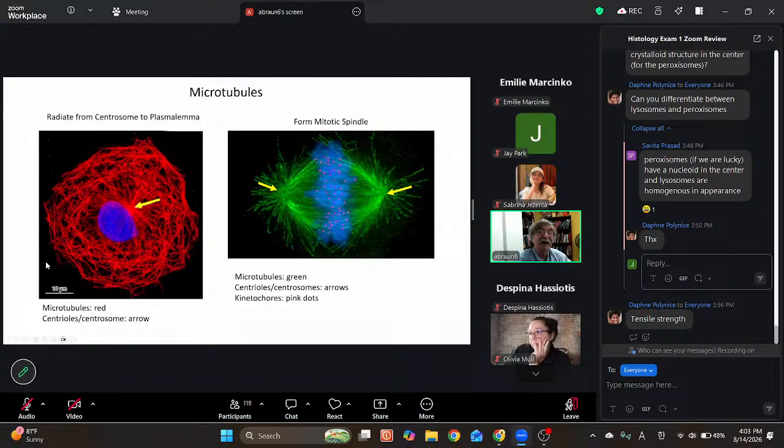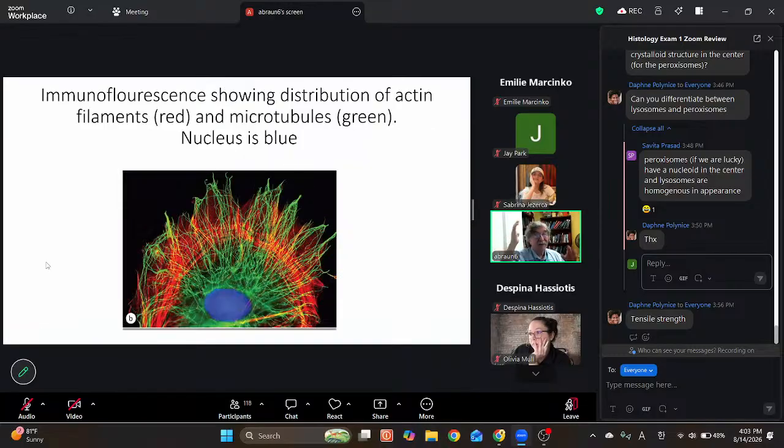This on the left-hand side is not a mitotic cell. So of course, you're not going to see a mitotic spindle in this case. Here we see another cell that's been immunostained with immunofluorescent staining. There's a nucleus. The nucleus has a dye, which makes it look blue here. And you see two different colors.